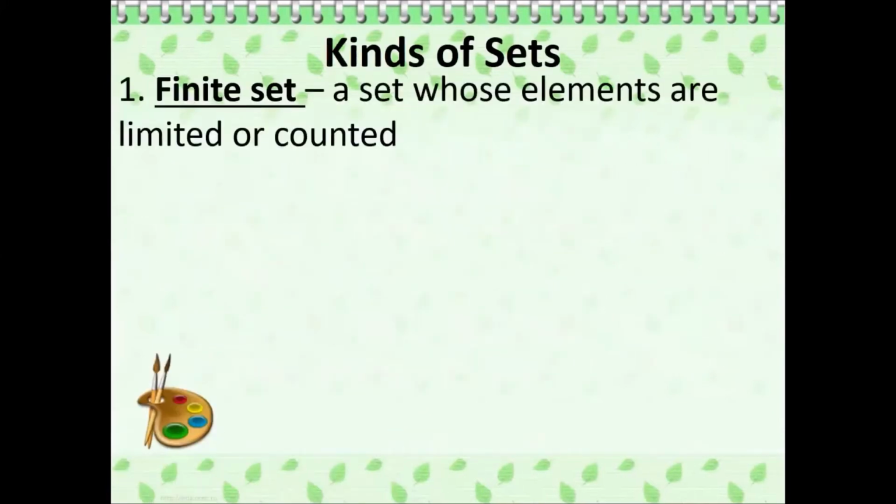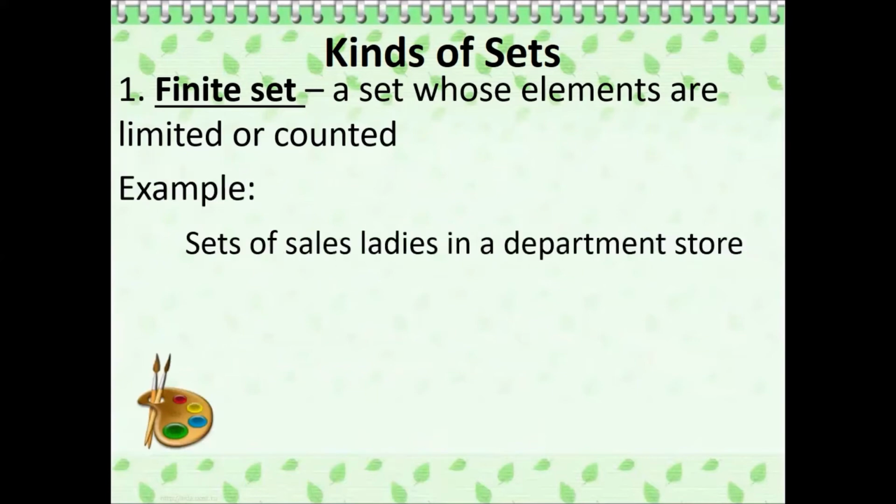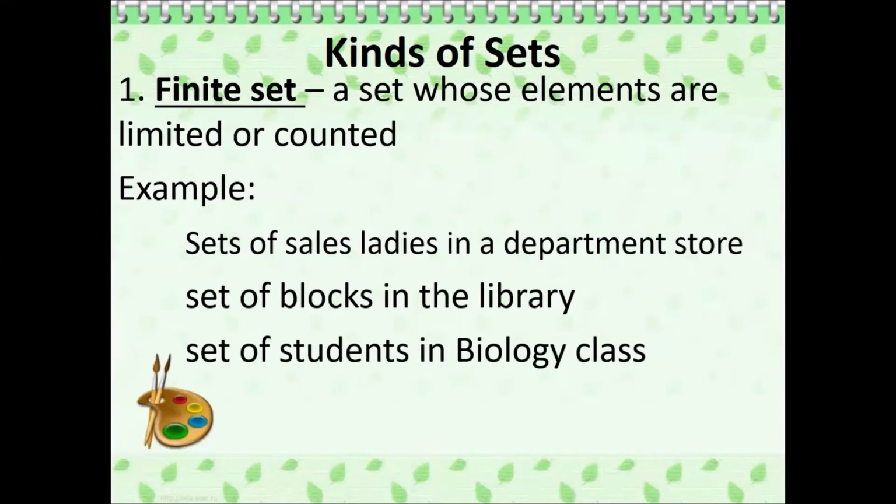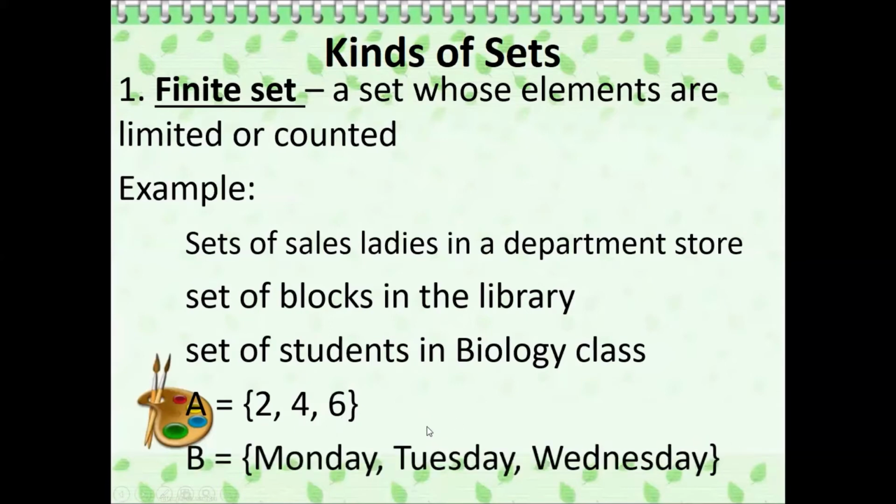So we have 2 kinds of sets. The first one is the finite set. It is a set whose elements are limited or countable. Examples: the set of salesladies in a department store, the set of books in the library, the set of students in a biology class. In terms of numbers, set A has the elements 2, 4, 6, limited, countable. And another example, set B has the elements Monday, Tuesday, Wednesday. These are some examples of finite sets.